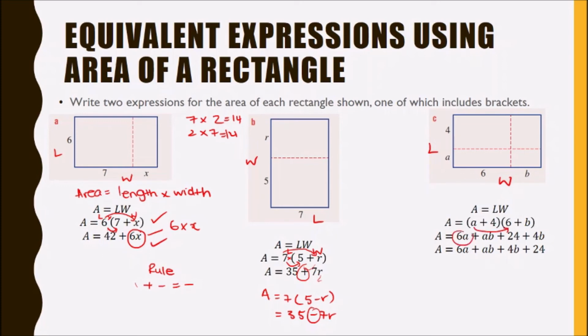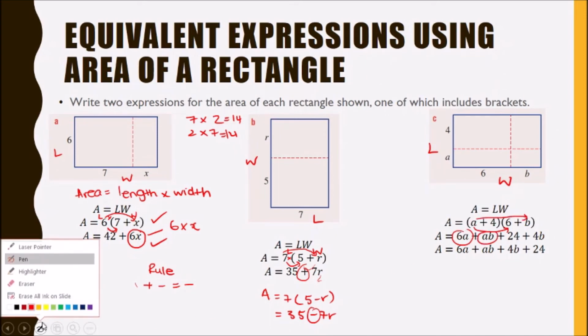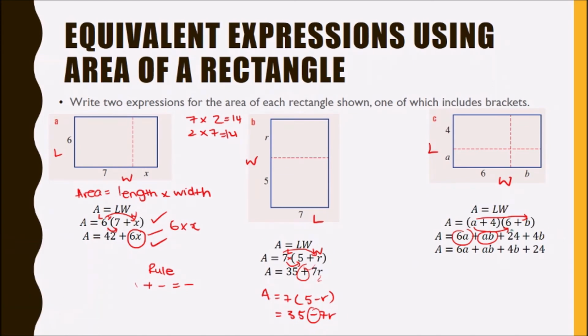Then I've done A times B, which is AB, and I'll change it to a different letter another time. So 4 times 6, which is 24, and 4 times B, which is 4B. Okay, so I've just color coded them for you.